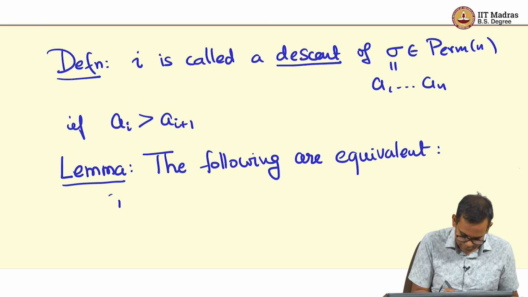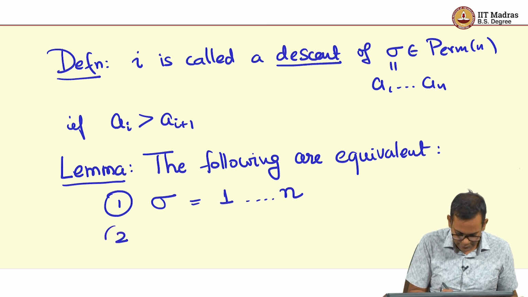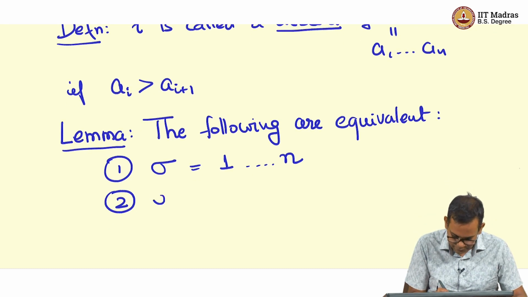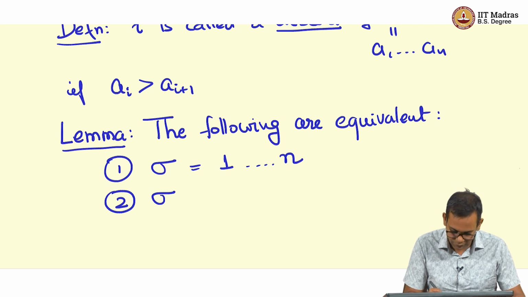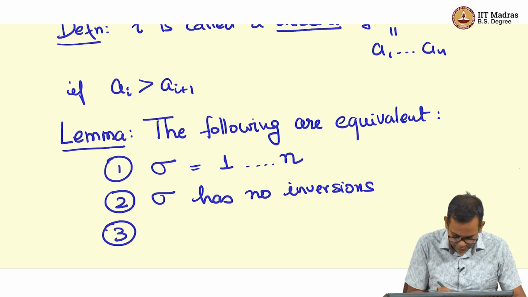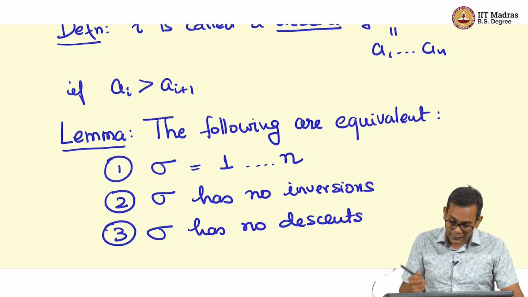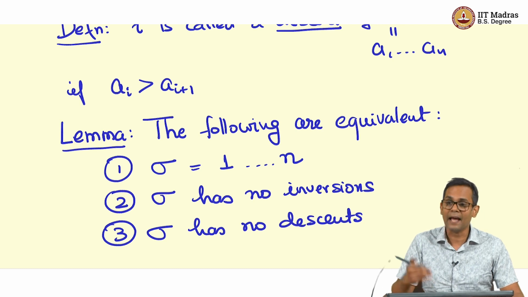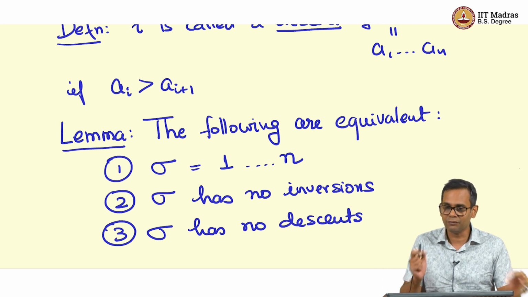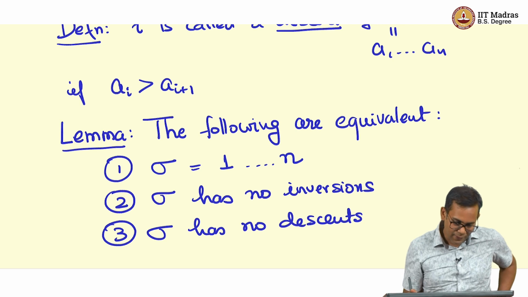The first is that sigma is the identity permutation. The second is that the identity permutation has no inversions, and the third is that sigma has no descents. So, what it is saying is that if there is an inversion, there has to be a descent. Okay. So, if two things are out of order, there have to be two things consecutive that are out of order. And let us prove this.